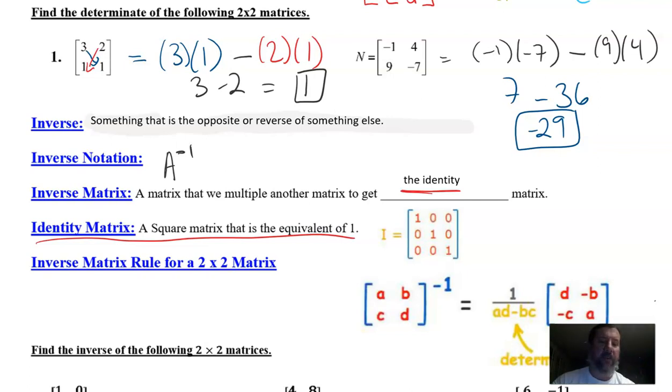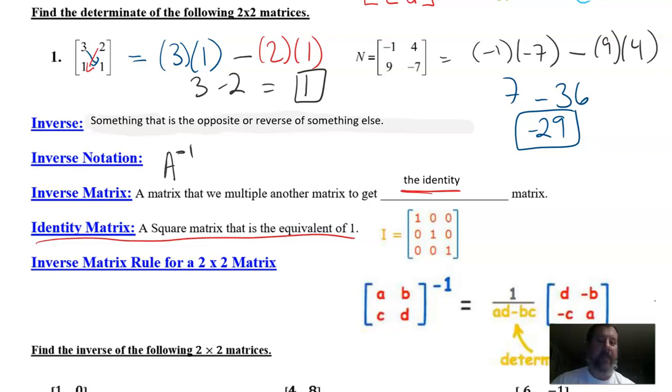Did I just say 5 times 1 is 1? 5 times 1 is 5. 7 times 1 is 7. When I multiply by 1, it doesn't change what it is. It doesn't change its identity. Same thing with the identity matrix. If I multiply by the identity matrix, it will give me the same exact matrix back. It doesn't change it.